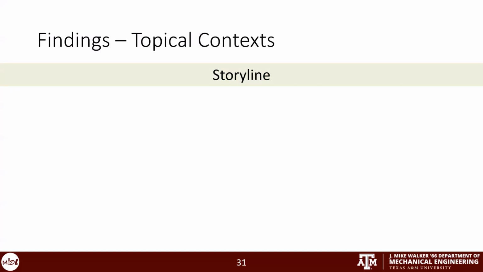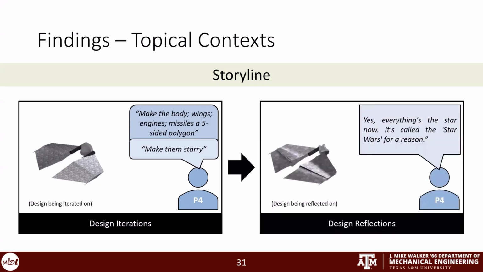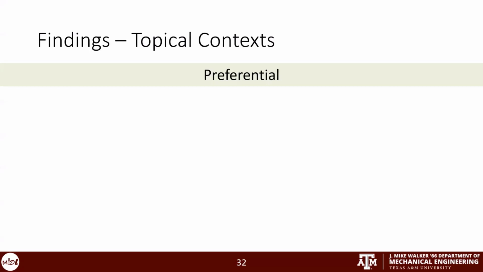Now, moving on to the first topical context, which is a storyline, we noticed quite a few participants made design changes specifically motivated by the Star Wars theme. One interesting example here was participant 4 making all the cross-sectional shapes of the parts a 5-pointed star, as they felt that everything should look like a star as it fits the Star Wars themes better.